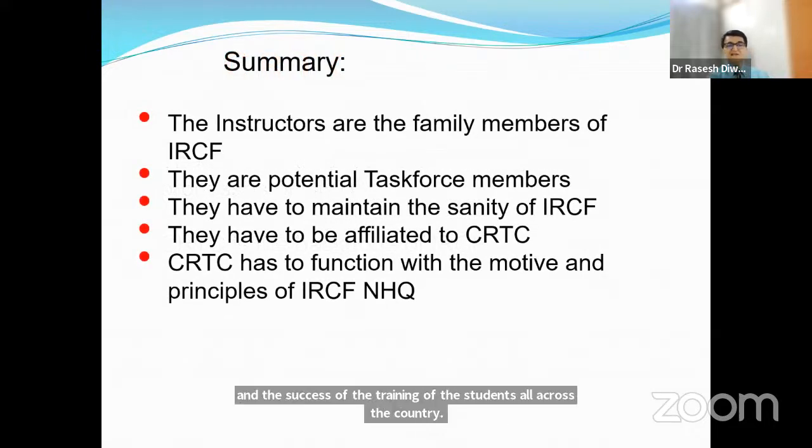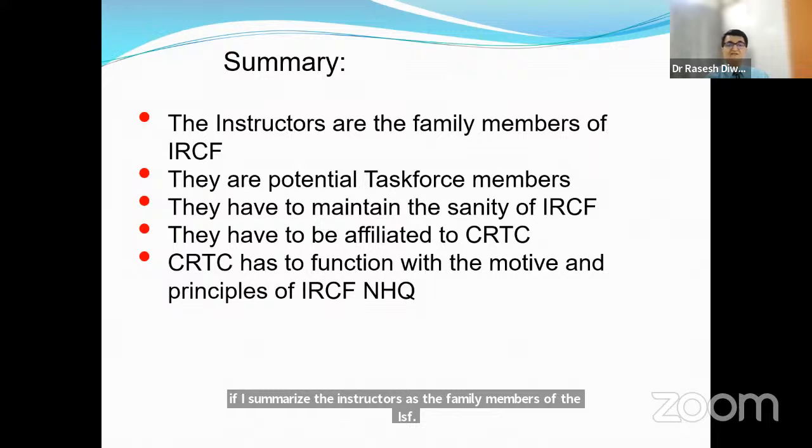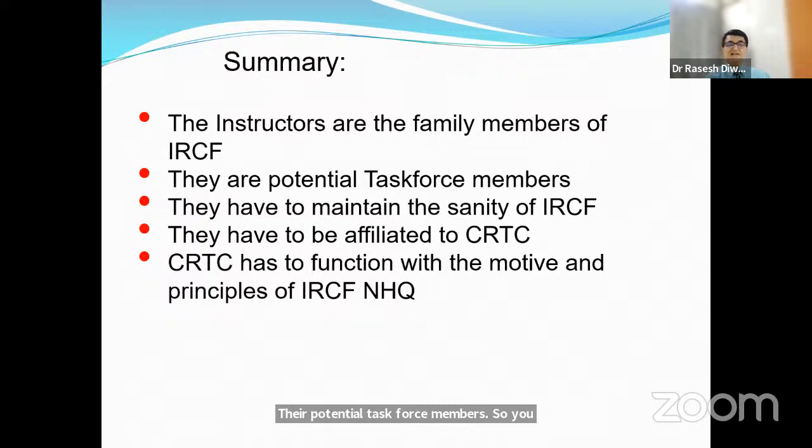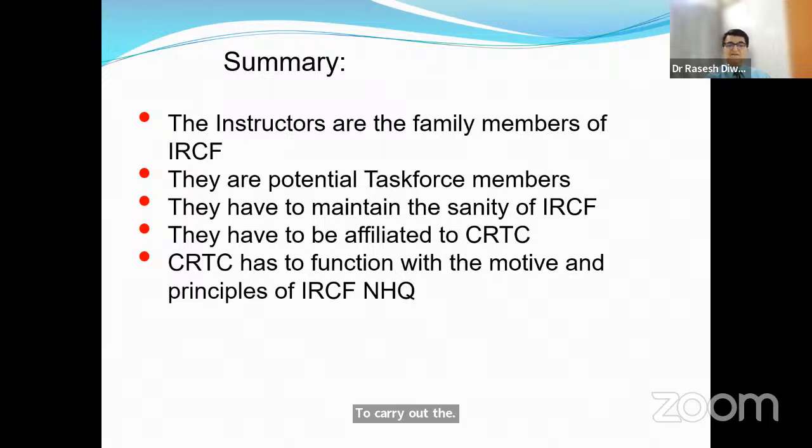So if I summarize, the instructors are the family members of the IRCF. They are potential task force members. So you work hard and see that someday you are in the list of authors, you are in the list of the task force members, and you are the future and replace all of us to carry out the IRCF motive and guidelines forever. They have to maintain the sanity of the IRCF. They have to be affiliated to IRCF. CRTC has to function with the motive and principles of IRCF national headquarters.